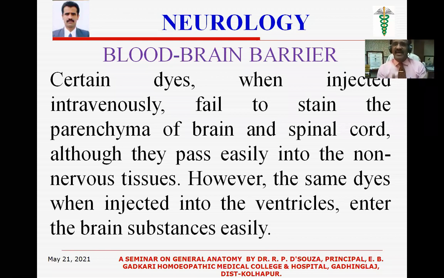Certain dyes, when injected intravenously, fail to enter the parenchyma of the brain and spinal cord, although they pass easily into the non-nervous tissues. You understand this? However, the same dyes, when injected into the ventricles, enter the brain substance easily. So what should enter the brain substance and what should not enter the brain substance is decided by the blood-brain barrier. So that is what we are talking about now.